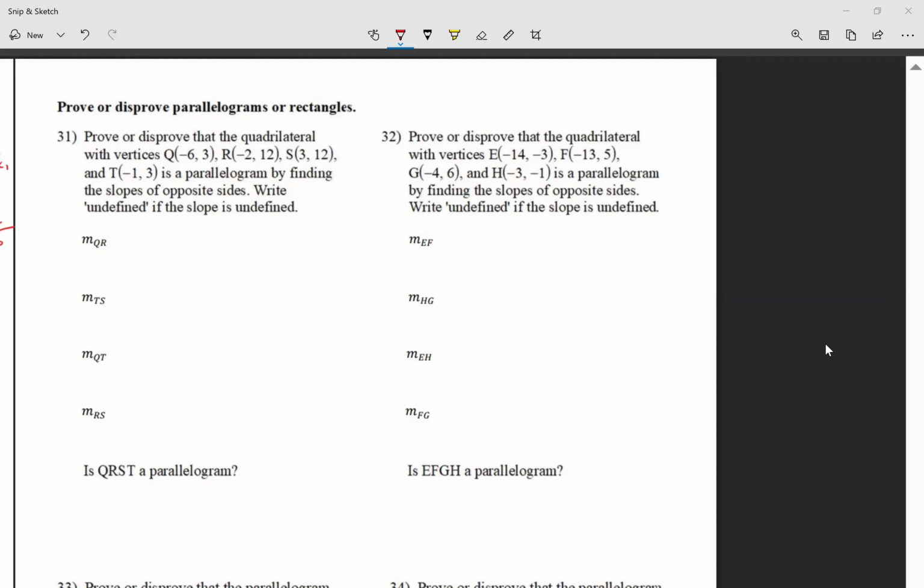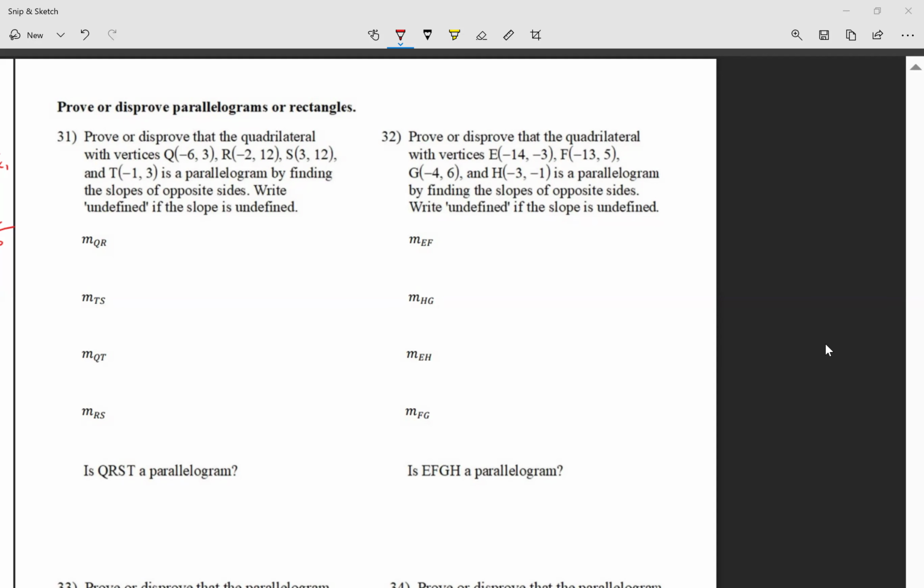For the last of this unit, wow, we got to the end of this unit already. We're going to start by proving or disproving. Remember, proving or disproving, we had to find some information, and then based on the information, we're going to be able to answer a question. By proving or disproving, are these figures parallelograms or rectangles? Okay, so let's take a look.